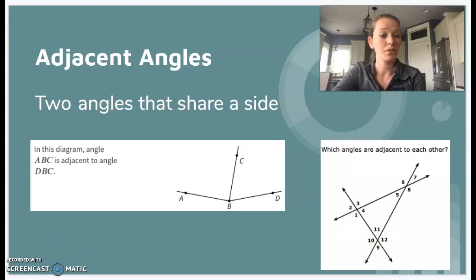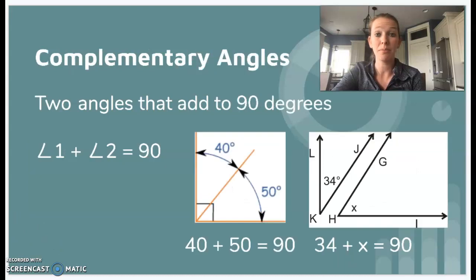All right, a few more to go. We have complementary angles. Complementary doesn't mean a compliment, like you're telling somebody they look nice that day. That's spelled a little differently. If it was that word, this would be an I instead of an E in the middle here. So complementary angles means when you have two angles that add up to 90 degrees.